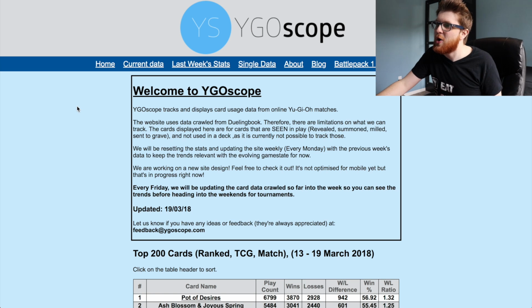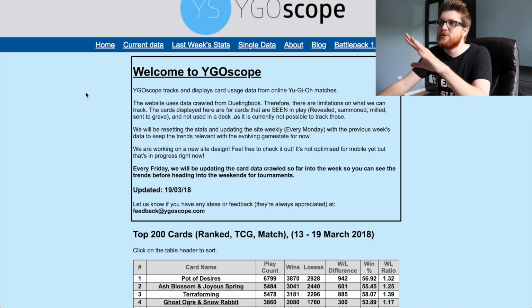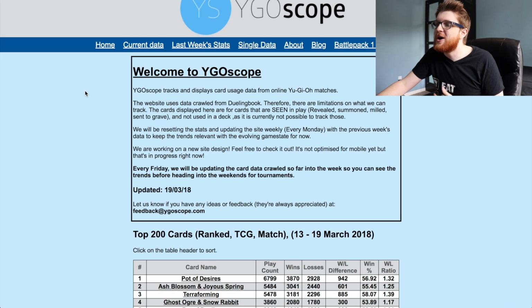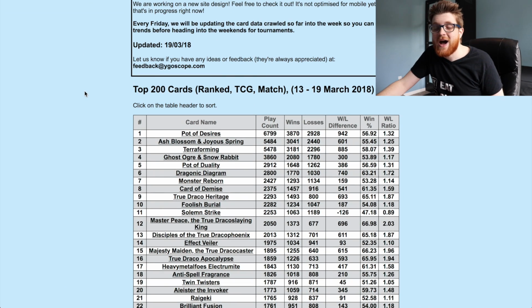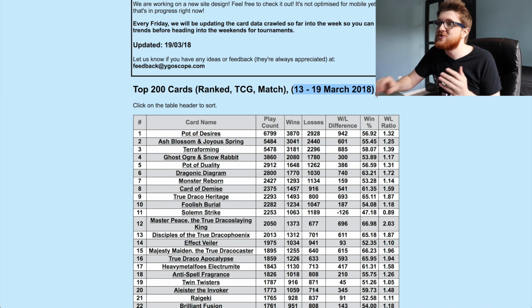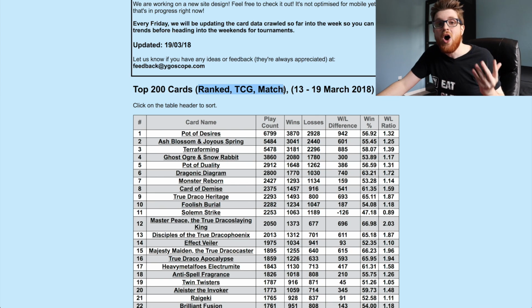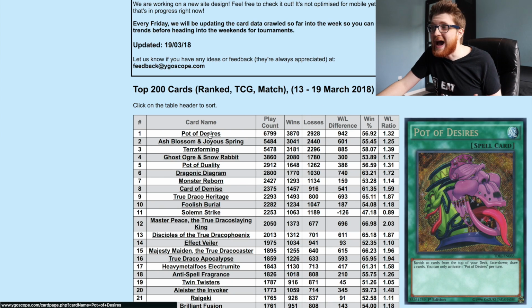So when you go to the home page, this is what it looks like. You have a little note from the developer at the top, but when you scroll down, this is what you have to work with. So you can see here, this is the data from the top 200 cards of ranked TCG matches on Dueling Book from March 13th through 19th. Now, this is really cool because we get to see the frequency at which cards are being played the most. This is what it's set to by default. So, as we can see, the most played card was Pot of Desires, being played almost 6,800 times.